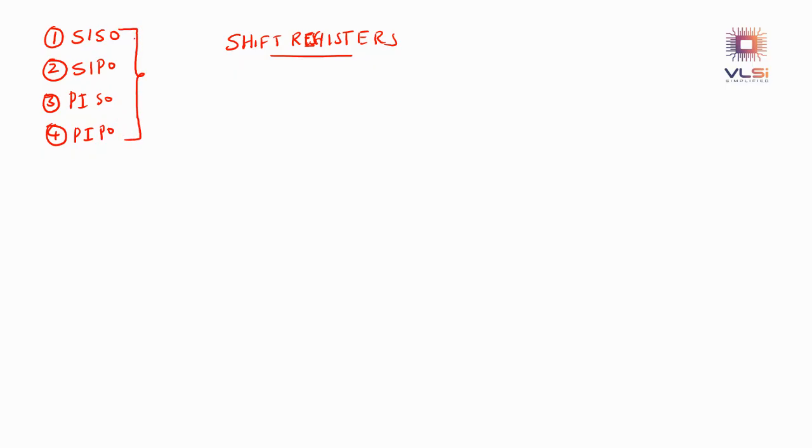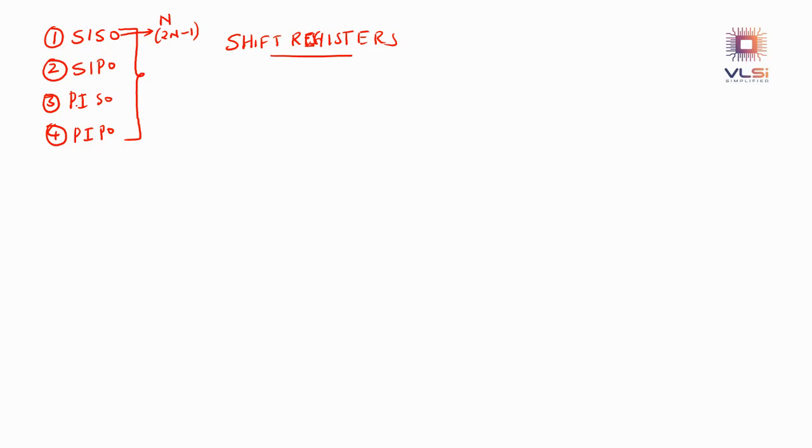In serial in, serial out, the data will be loaded serially, and data will be taken serially, one bit at a time. If it is n bits, it will take 2n minus 1 clock cycles to get the data. And SIPO means that the data will be inserted serially, and whatever the data is will be taken out at a time.